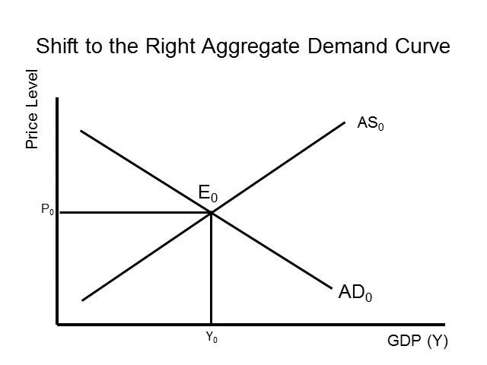Let's see what happens when the aggregate demand curve shifts to the right. Here we have our standard aggregate demand and aggregate supply curve with an equilibrium point of E0 and a price level of P0 and an income of Y0. Now suppose the government spends some additional money on rebuilding the highway infrastructure. An increase in government spending causes the aggregate demand curve to shift to the right because the government will demand more goods and services.